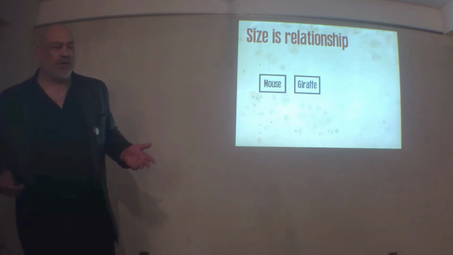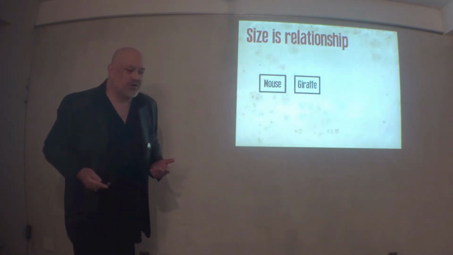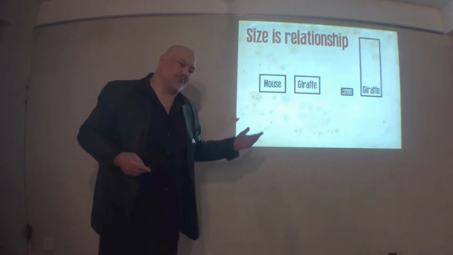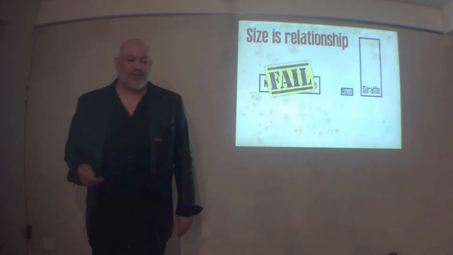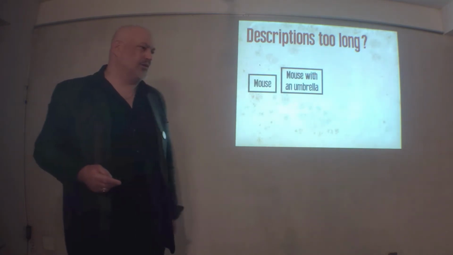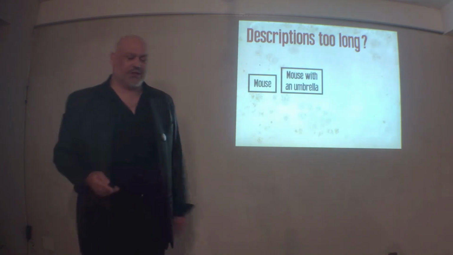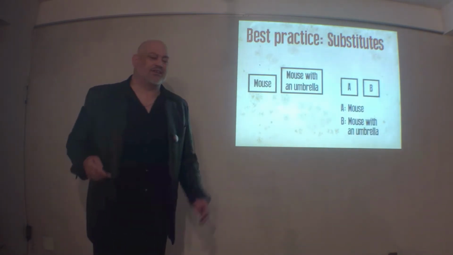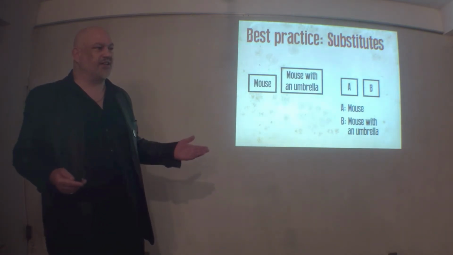For example, size is always a relationship to something. We have a mouse and a giraffe. Well, this is of course much more. You get my point, right? So, what about if the description is too long? You're sitting there, I want to say a mouse with an umbrella, but moo. So, I know that. Just use substitutes, for example. Why not? That easy.